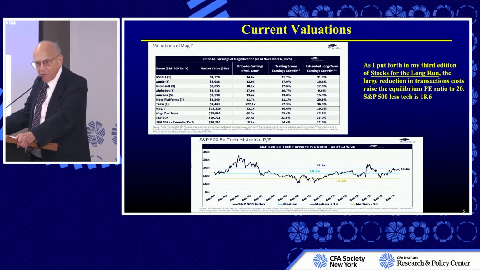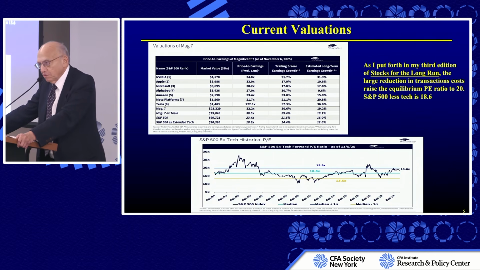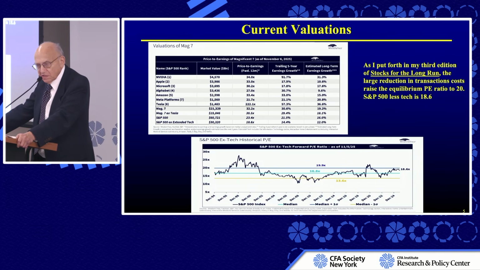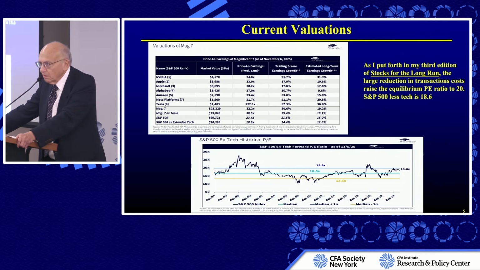Now, I put forth in the third edition of Stocks for the Long Run that the 15 or 16 that Shiller found, as many still claim, is the right long run PE, is the wrong one. I don't have a lot of time to go into that. I never wrote an academic paper on it. It has to do with the tremendous reduction in transaction costs to get a fully diversified portfolio.